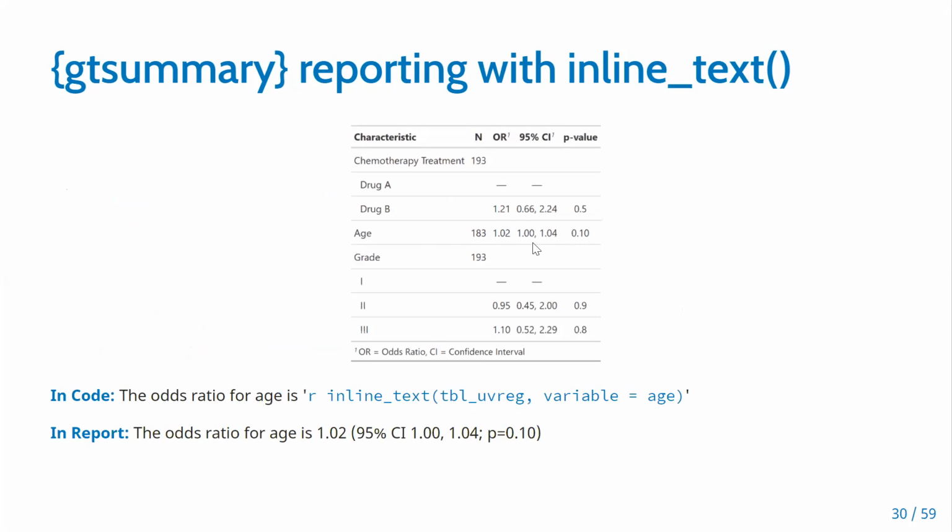So in your code, you would be writing your R Markdown report, and you would say the odds ratio for age is, and then you would invoke that inline text function, drop in the TBL regression or UV regression object that you already created, tell the function that you were looking for the age variable, and then it will give you the following line in your report, that the odds ratio for age is 1.02 and the 95% confidence interval is 1 to 1.04, p-value 0.10. And you, of course, using the pattern argument, can change that to whatever you'd like it to be.